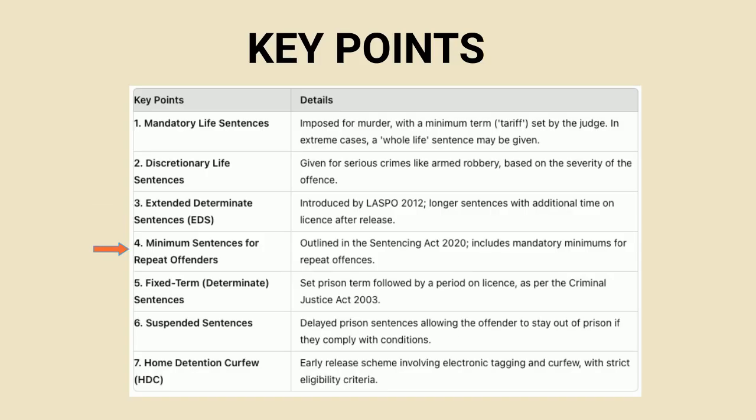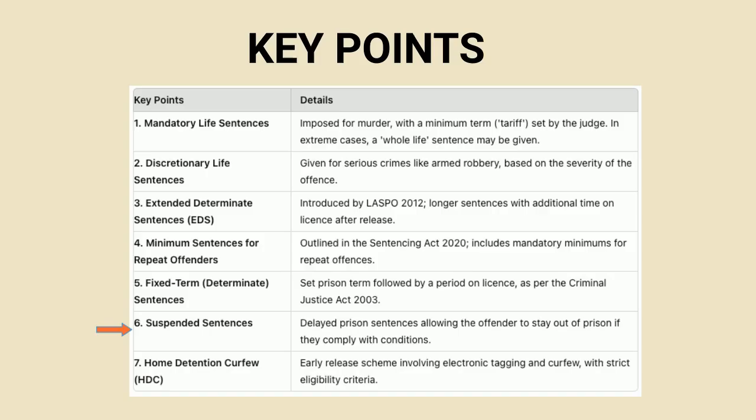Number 4. Minimum sentences for repeat offenders. For certain repeat offenses, the law mandates minimum sentences. For example, a third drug trafficking offense involving Class A drugs carries a minimum of 7 years in prison, as outlined in the Sentencing Act 2020. Number 5. Fixed-term, determinate sentences. These are sentences with a set period of time in prison, followed by a period on license in the community, as per the Criminal Justice Act 2003.